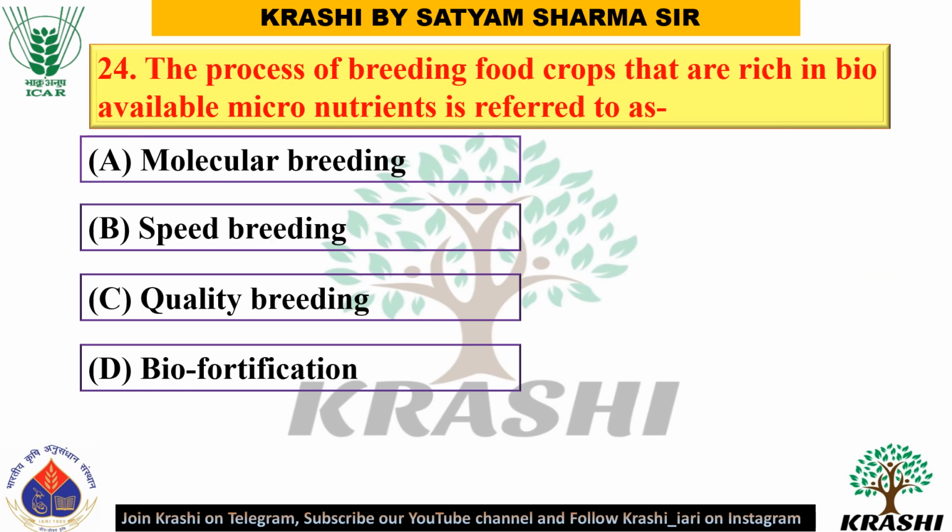Question number 24. The process of breeding food crops that are rich in bioavailable micronutrients is referred to as biofortification.